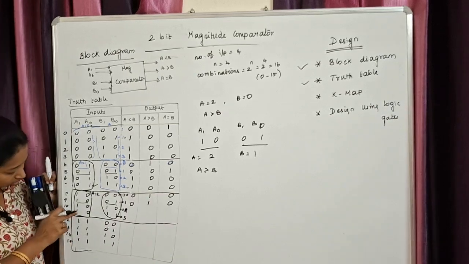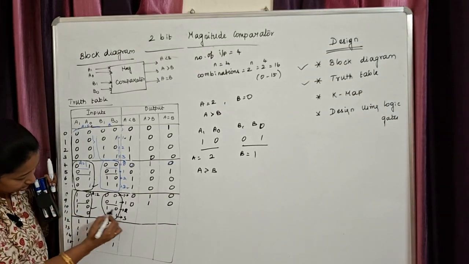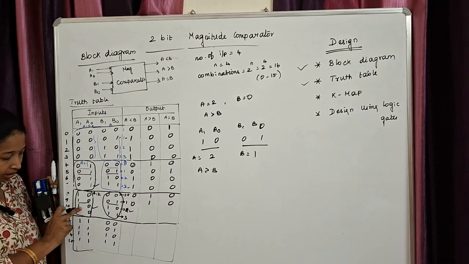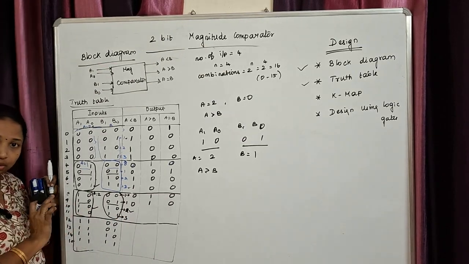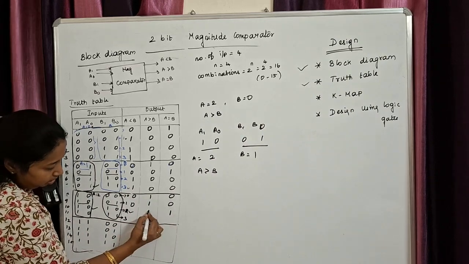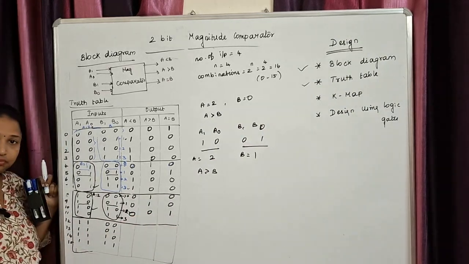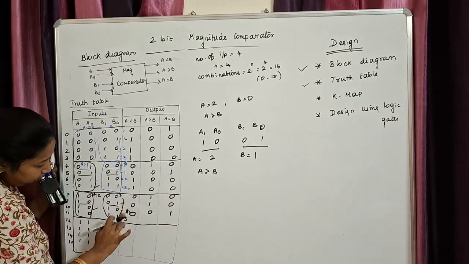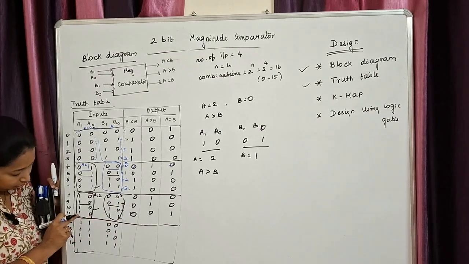Is it clear? Now, come for the next combination. Here 1, 0 and 1, 0. Both are same. Here again 1, 0, here again 1, 0. Both are 2 and 2. So it is equal. So I'll put a 1 here and I'll put 0 here. Clear?